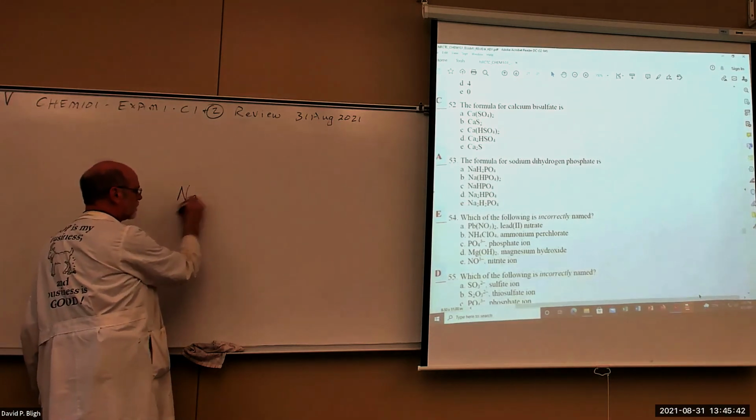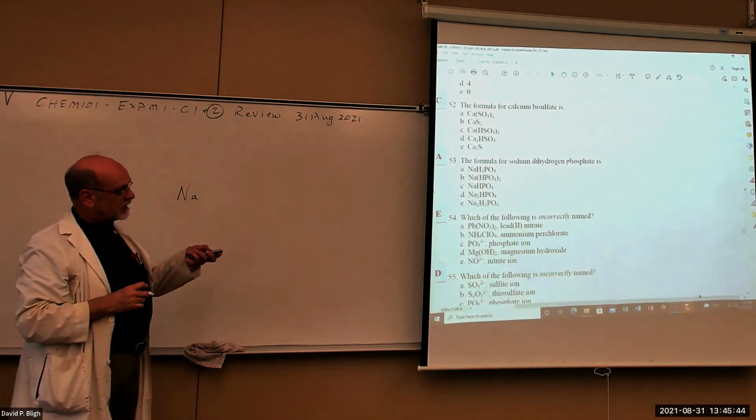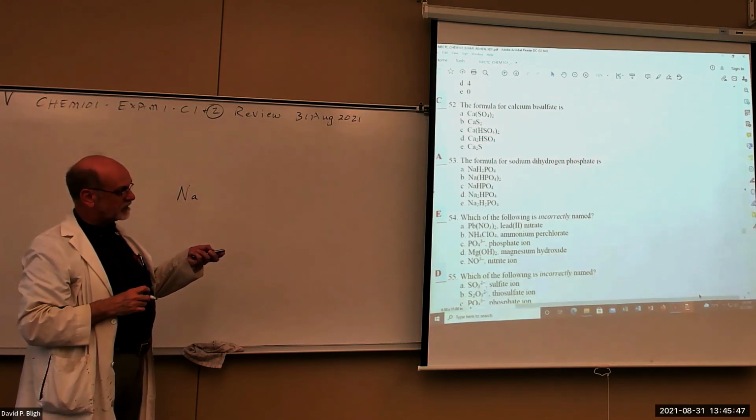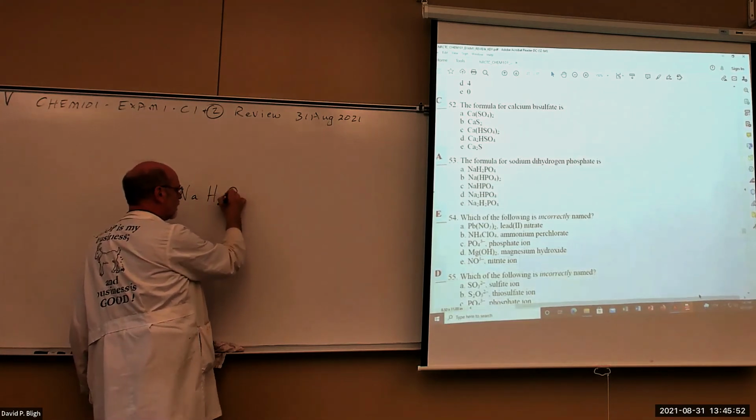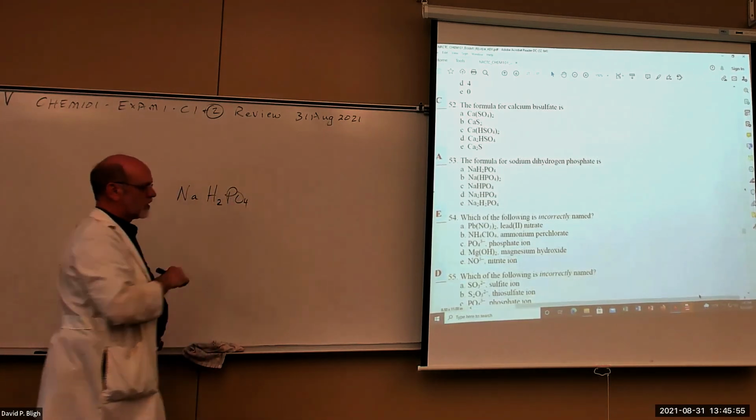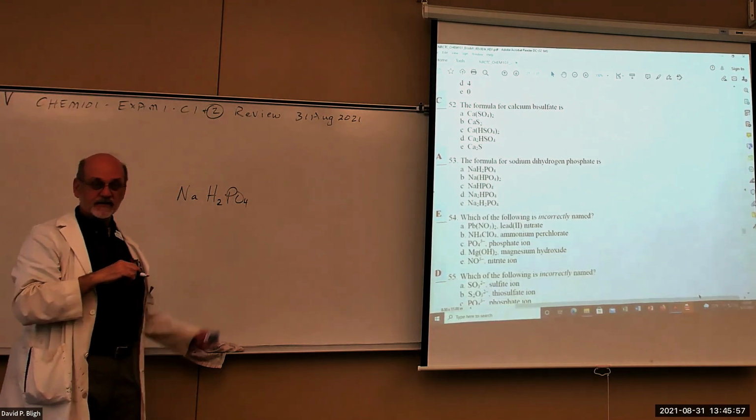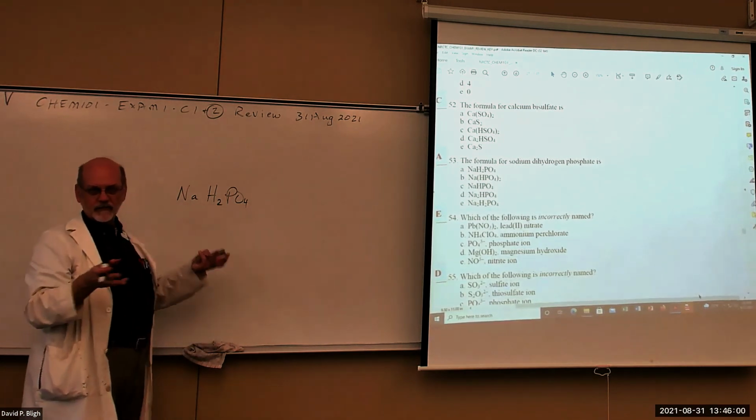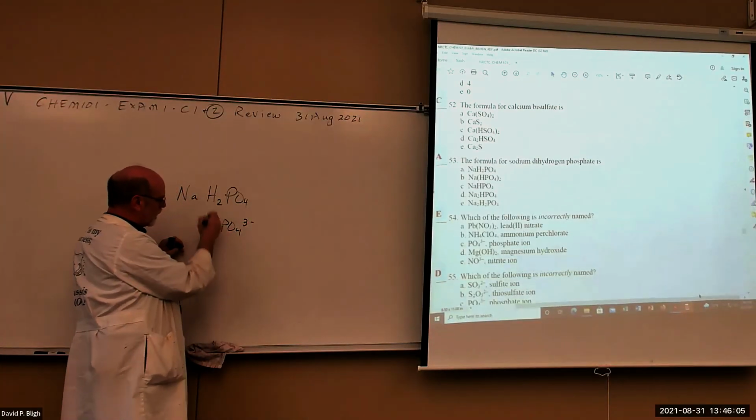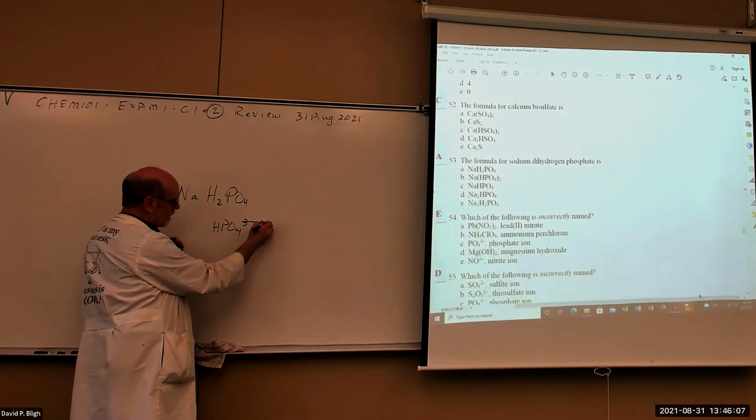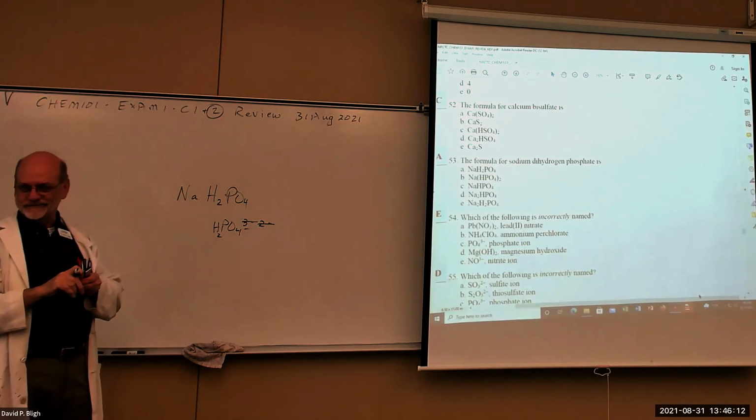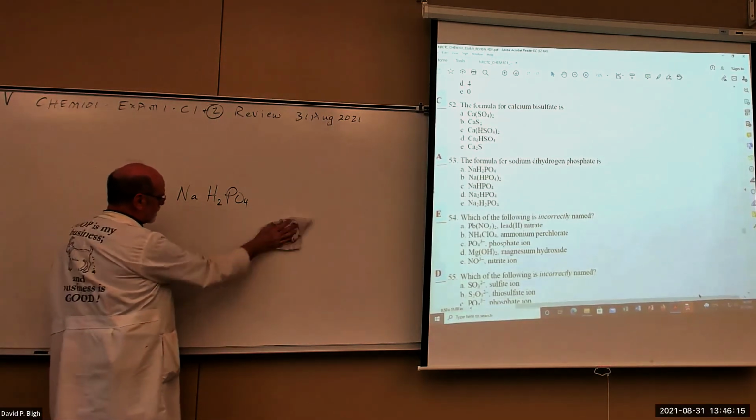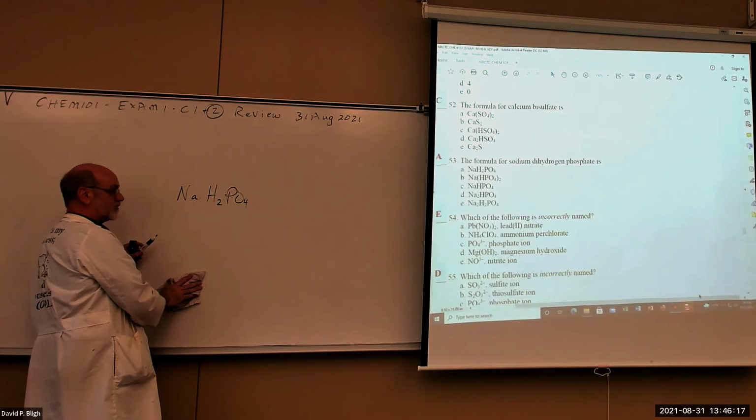We know we got sodium, and we know this is a polyatomic ion, which says it's got 2 hydrogens and a phosphate. So what's the charge on that? The easiest way to figure the charge on that, well, you can make it out. I know that PO4 is 3 minus. If we add a hydrogen, that's 2 minus. If we add another hydrogen, that's 1 minus. So that's the formula, NaH2PO4.